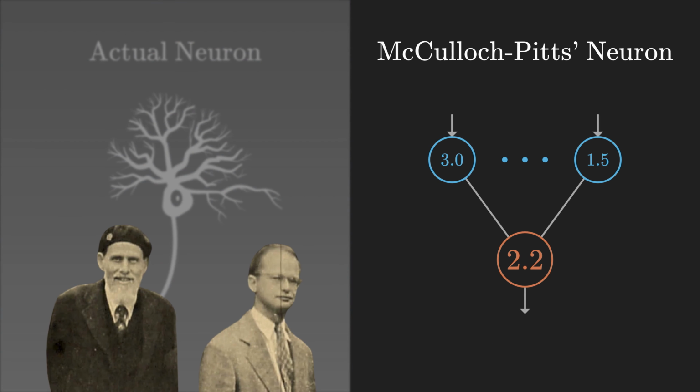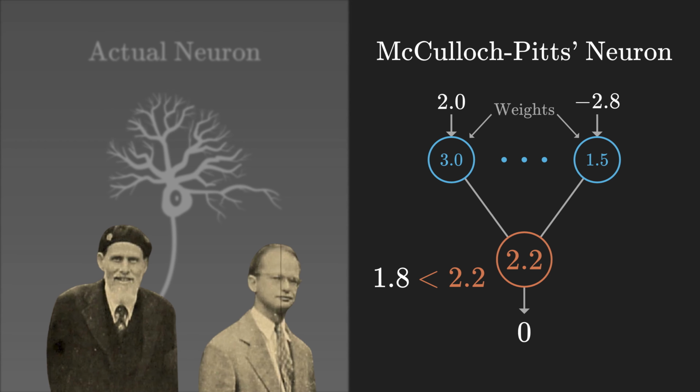What they did is introduce a digital model inspired by a neuron. This model takes inputs through its dendrites, each carrying a numeric value. These values get multiplied each by a different number called a weight, and the results get added together. If the total is bigger than a certain threshold, then the neuron fires, returning a 1. Otherwise, it stays silent, outputting a 0.